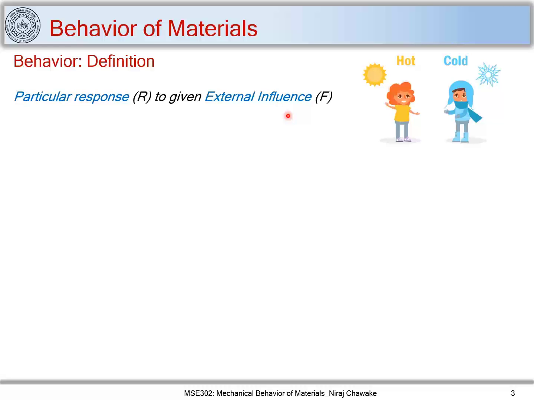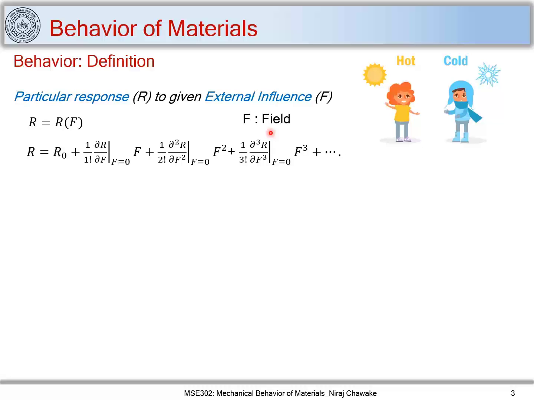Mathematically I write it as R equals function of F, where F is a field or external influence. I can expand this R using a Taylor series. Recollect the Taylor expansion: I can write it as R equals R naught plus the first derivative of R with respect to F at F equal to 0, times F, and I put in higher order terms in a similar fashion.